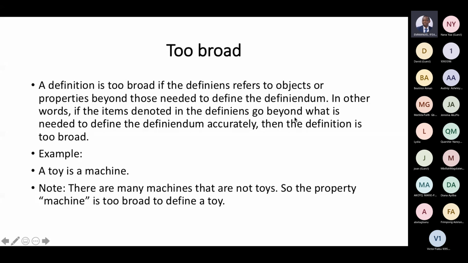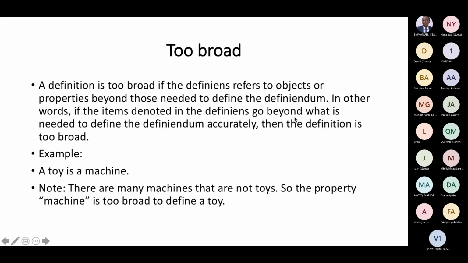When you say a toy is a machine, it refers to much more than toys. So defining a toy as a machine is too broad, because the items denoted by machine are much larger than toys, much broader than toys.